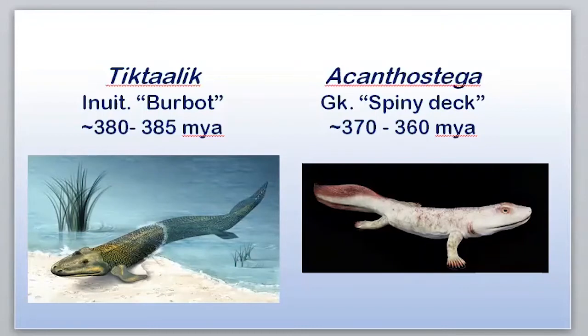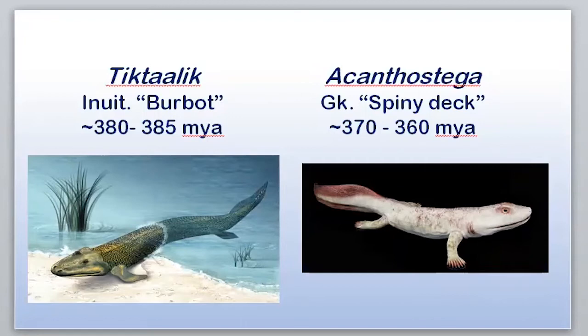Sir, both the Acanthostega and the Ichthyostega were some of the first animals to adapt to laying eggs on dry land. Correct. So, Tiktaalik is one of the first animals to get a movable neck. It has fins, gills, and it also has lungs. This is a type of fish, Tiktaalik.